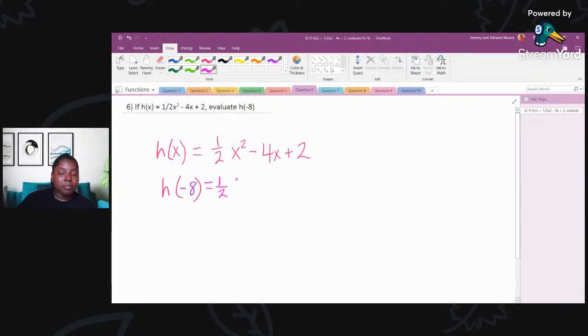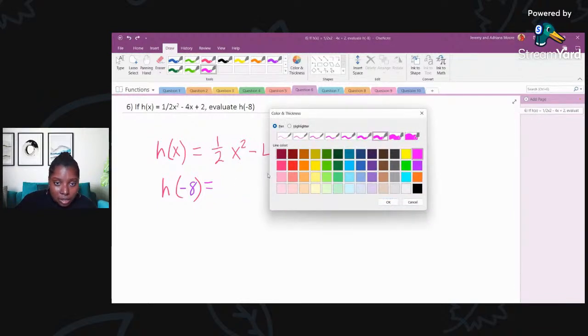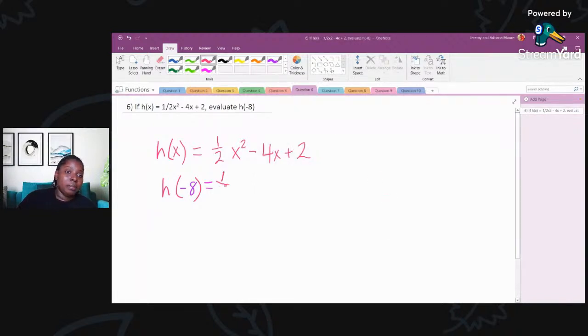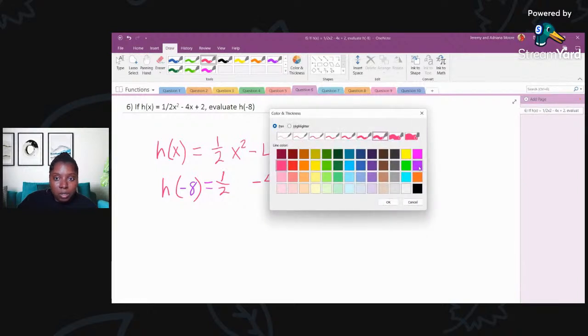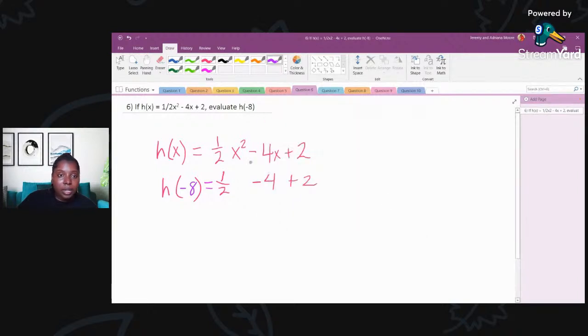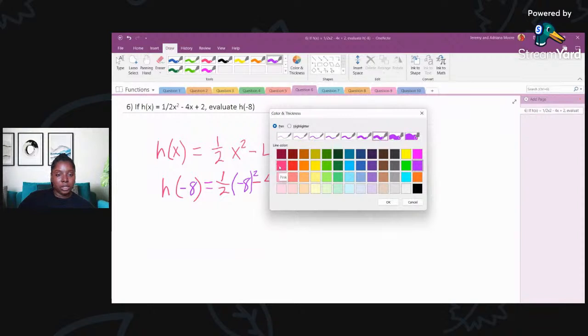1/2. Instead of, what color did I just use? We're over here. Okay. 1/2. I'm just going to fill in all the non-x's so that we can show that our x's are turning into 8s. And this is a negative 8 as well. All right. So go ahead and solve.